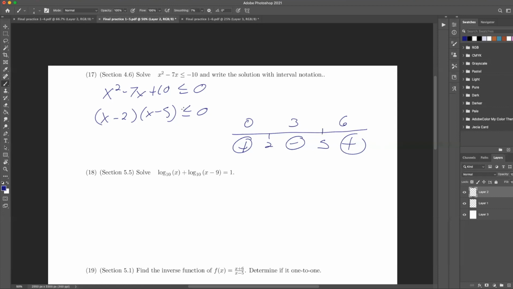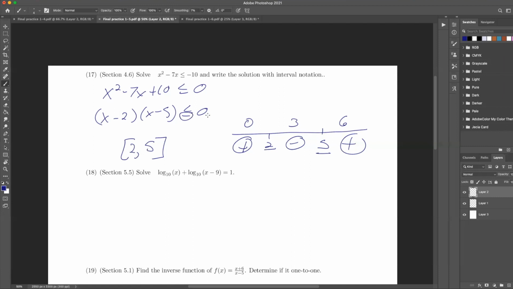Well, it's less than or equal to, so I want the negative, and since it's equal, I'm going to include the points of 2 and 5, and so it's going to be 2 comma 5. So there's my answer, right? And to write it in interval notation, there it is, right? And so we use the brackets since we include them.